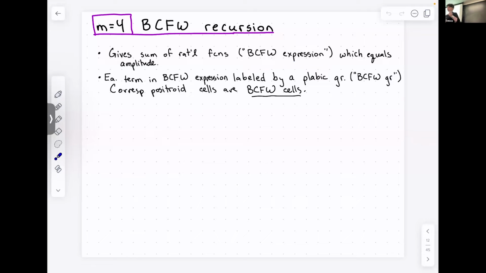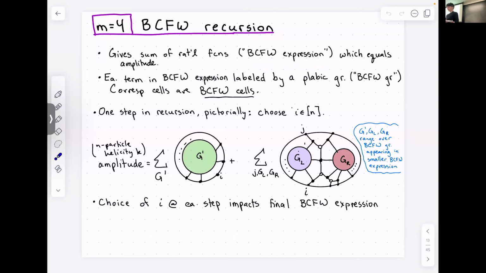Each term in any BCFW expression is labeled by a plabic graph. Yeah, maybe I'll skip ahead. I'll go more into this later, but each term in this recursion is labeled by a plabic graph. And I told you before, if you hand me a plabic graph, you should think positroid cell. So each BCFW expression gives you a bunch of positroid cells, and you want the images of those cells to give you a tiling.